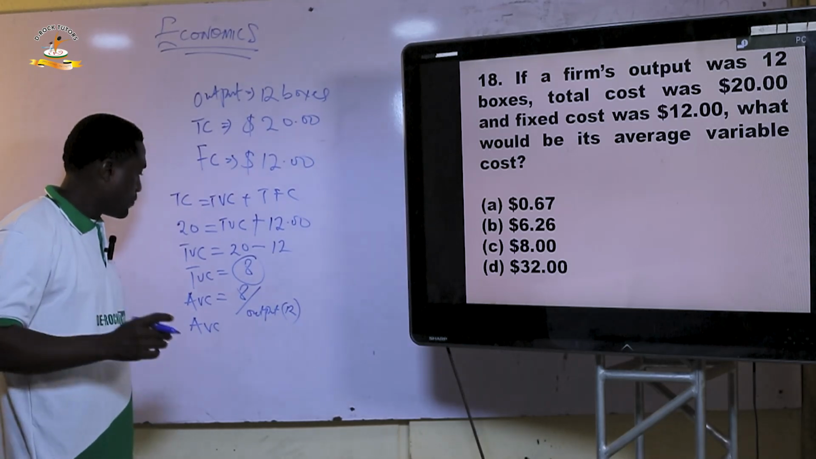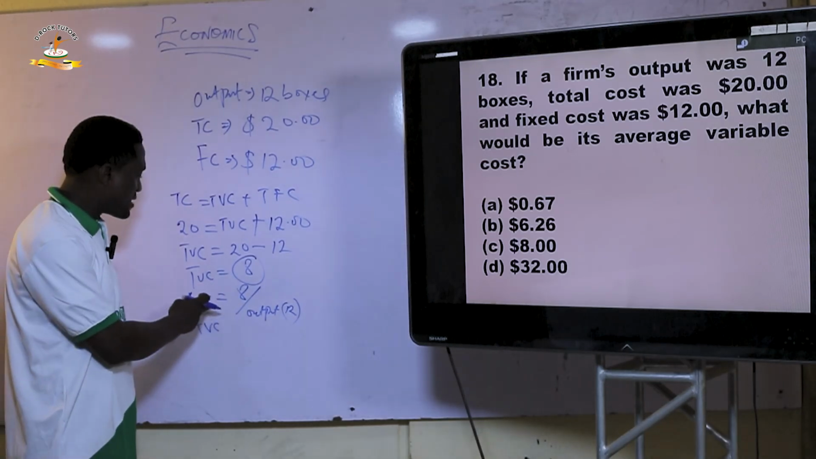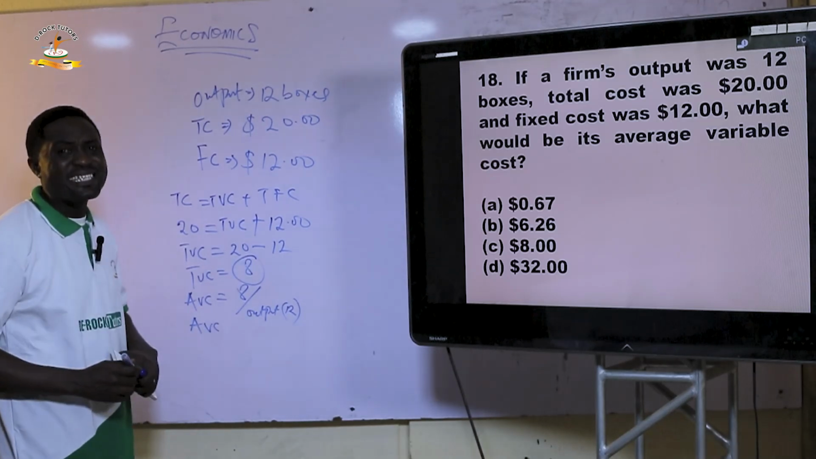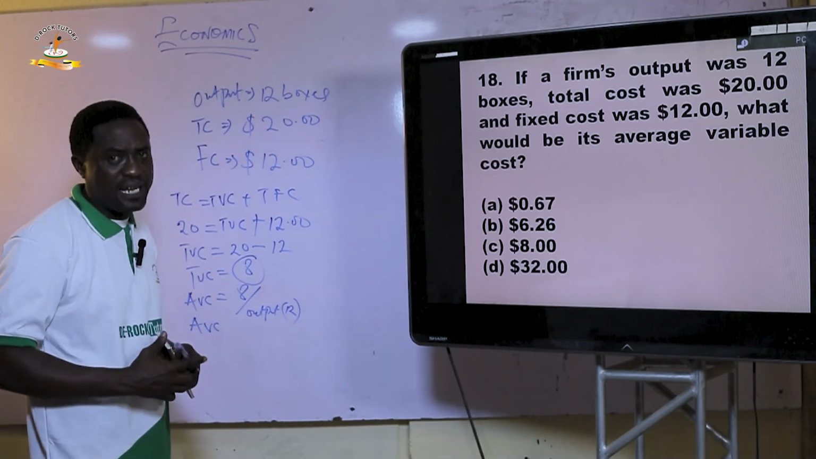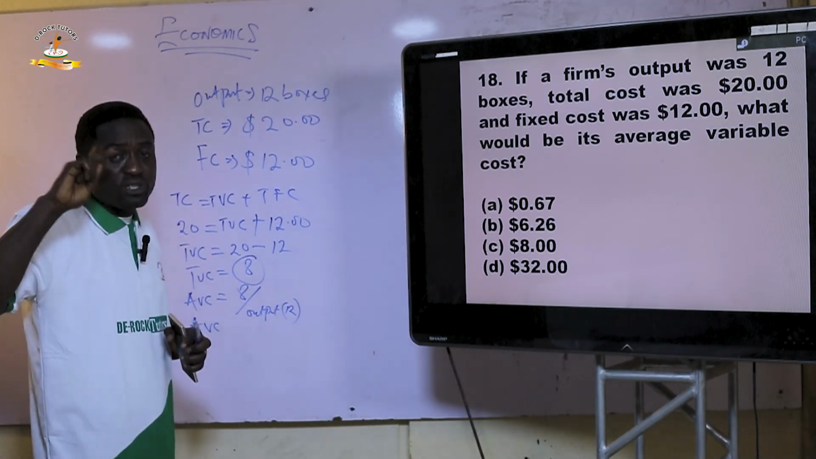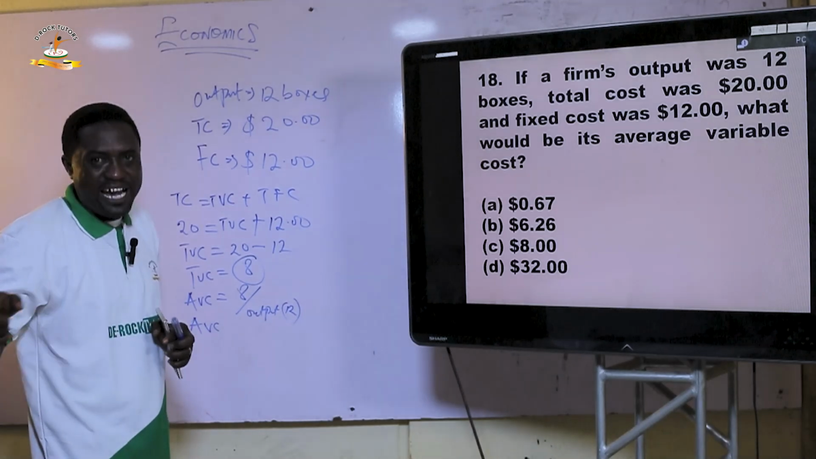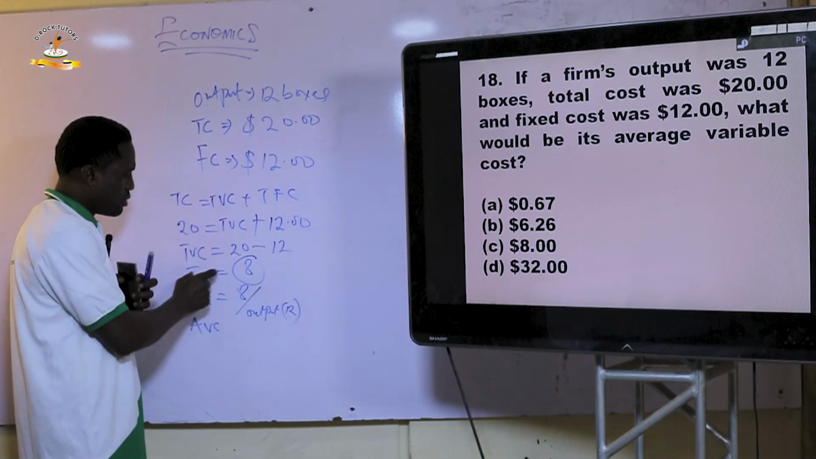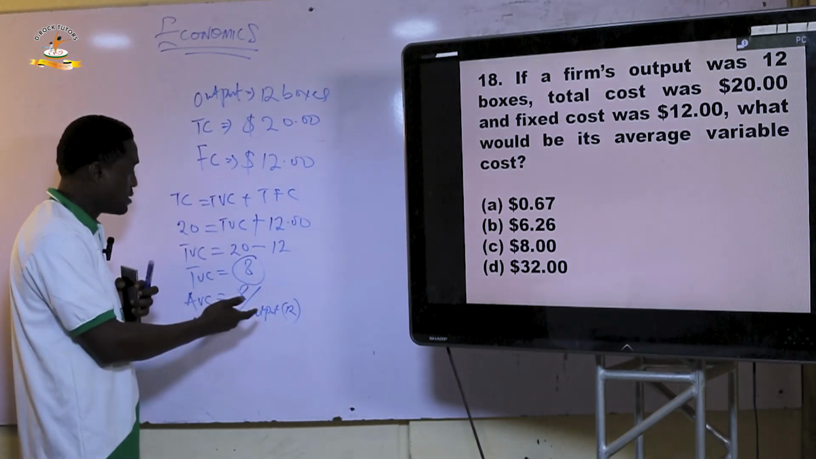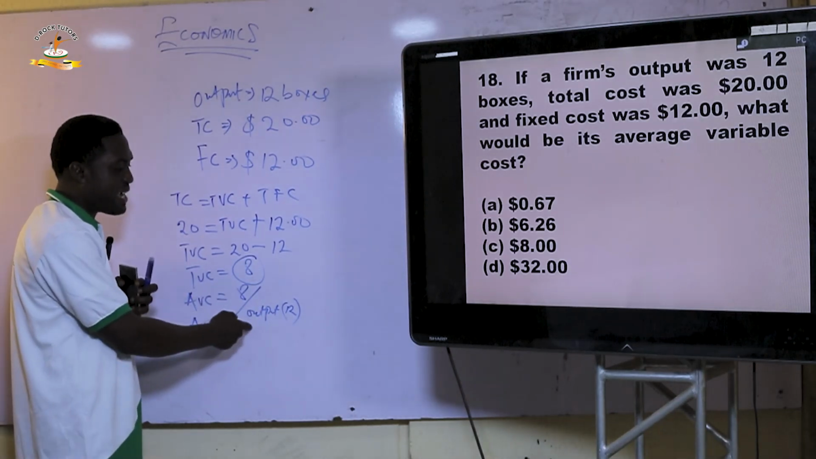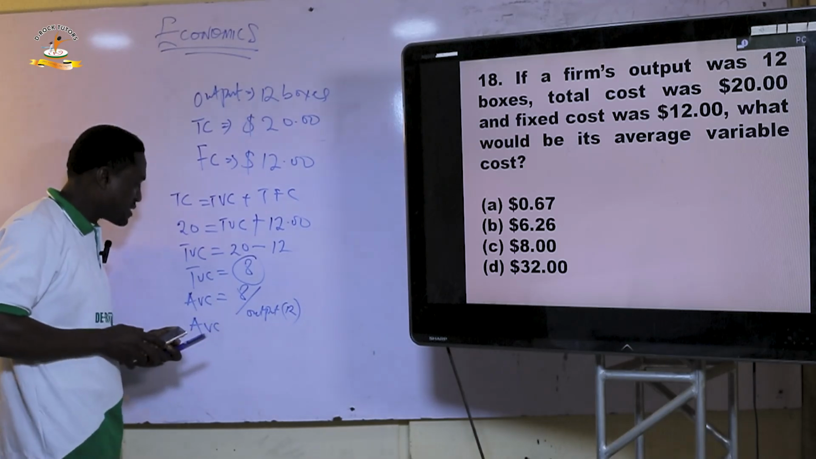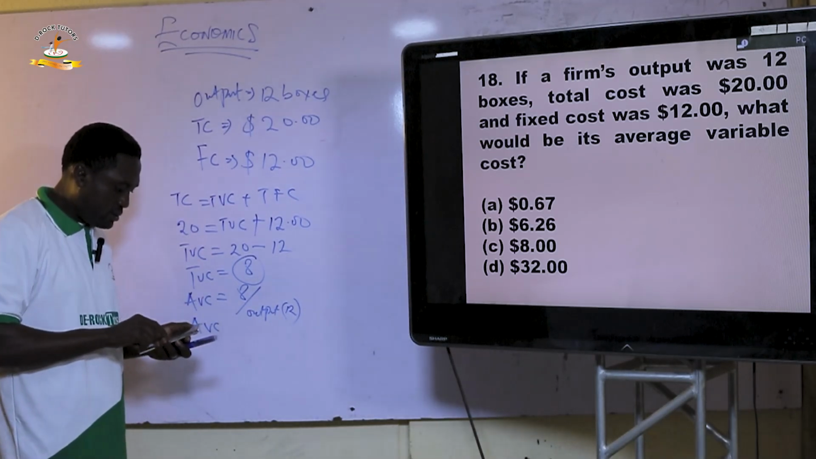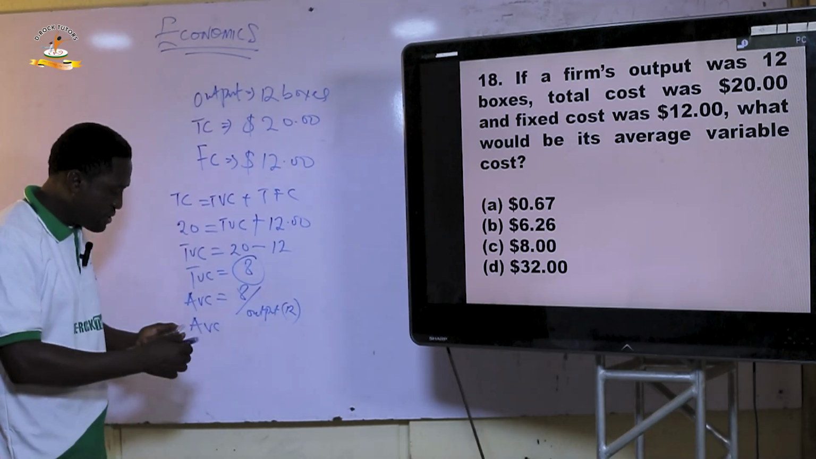All right, so like we said, AVC, the average variable cost equals to 8 on the output, because to get average variable cost, you have to divide the total variable cost by the quantity or the output. We've gotten total variable cost to be 8. So average variable cost will be 8 divided by output, which is 8 divided by 12. So what is 8 divided by 12? That will be 0.66.